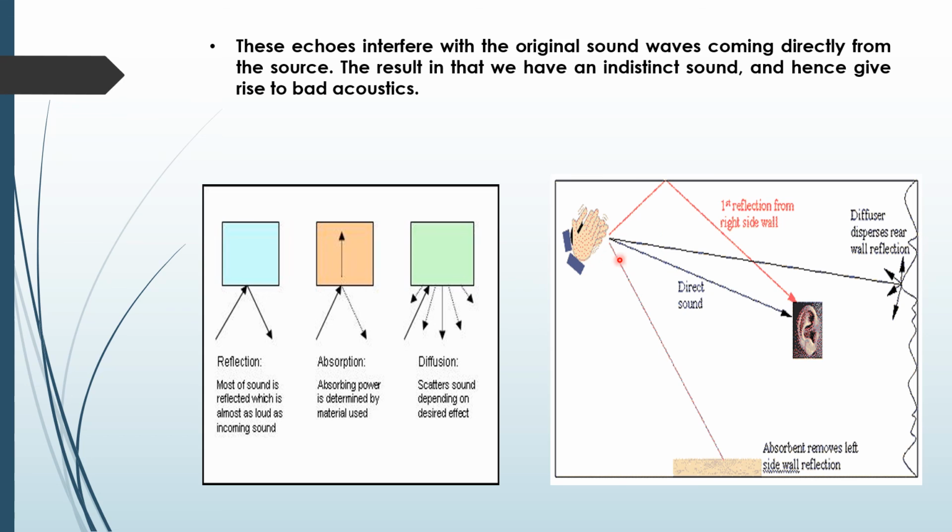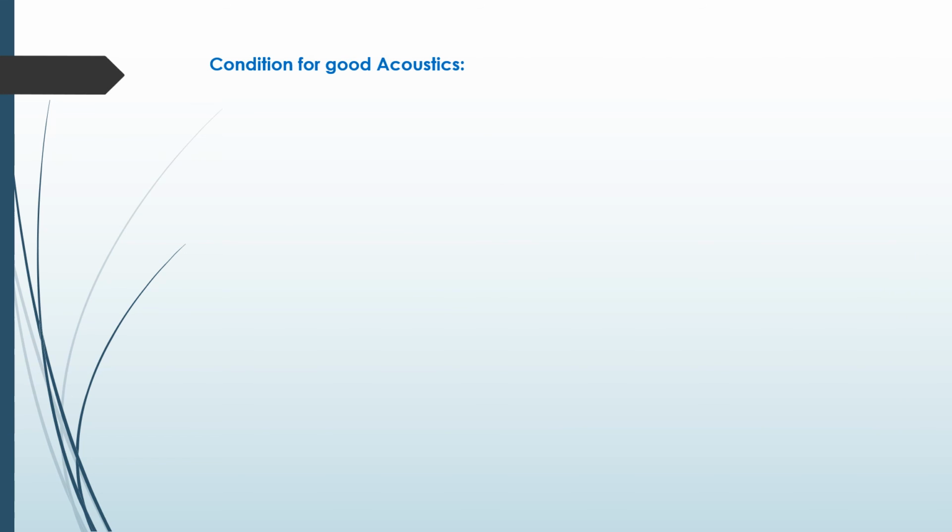And here we have the direct sound, and then this direct sound is absorbed by the material of the medium present in the hall. And then we have the reflection, and then we have the diffusion. Due to these three processes, when the sound wave reflects back, it recombines to form an echo, and this echo interferes with the original sound, which causes an undesirable or indistinct sound. So how can we overcome this problem?